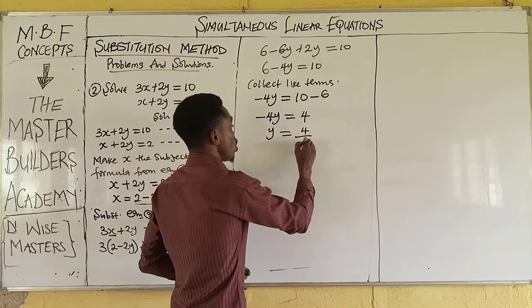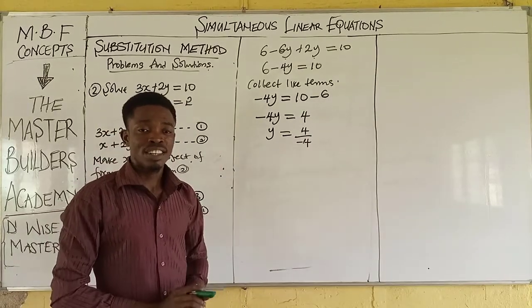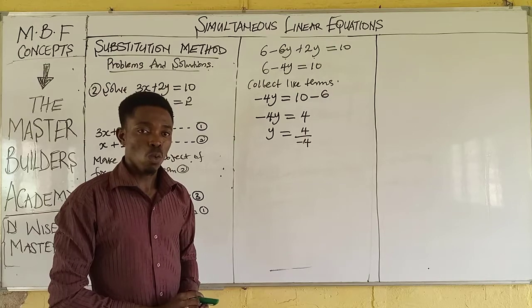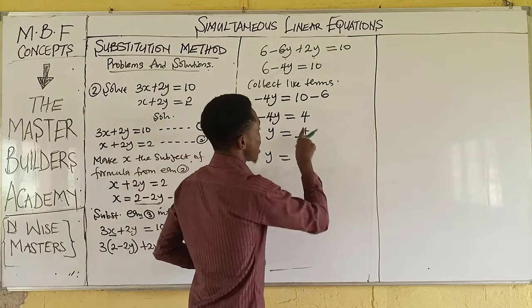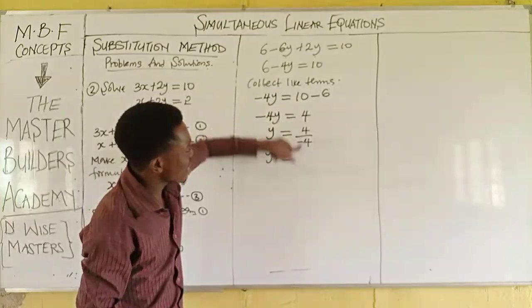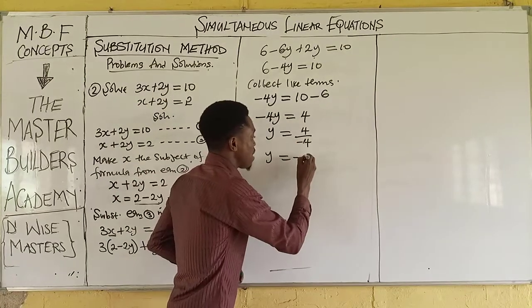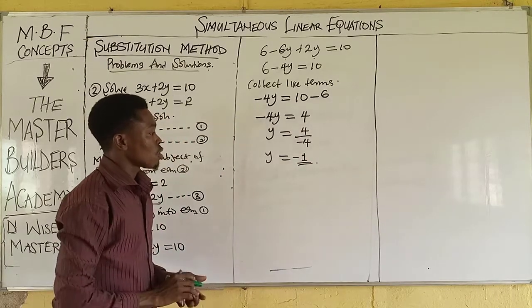Or in another way, you can simply say divide the right hand side by the coefficient of y. That's it. Then finally, what would that give us now? Understand that this one at the numerator is plus 4. So plus divided by minus is minus, and 4 divided by 4 is 1. So that means the answer to y is minus 1.